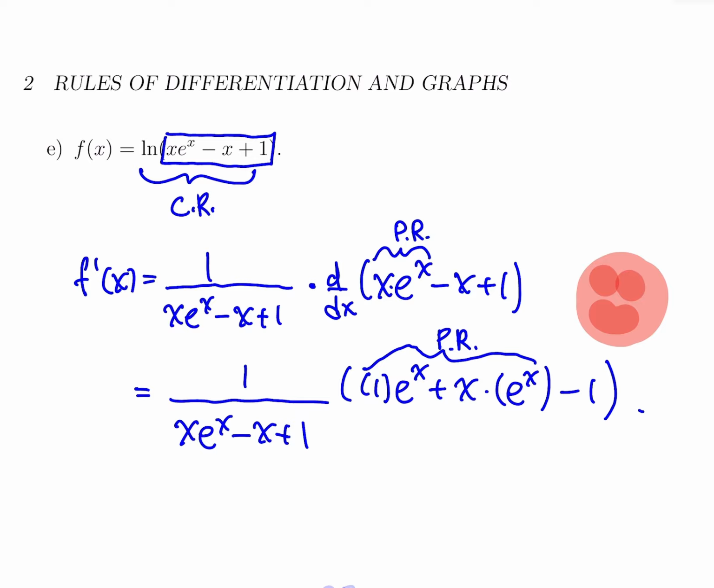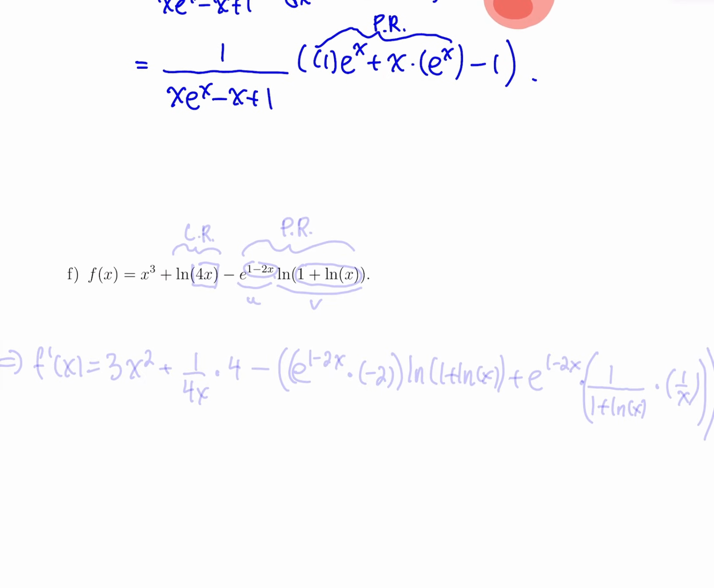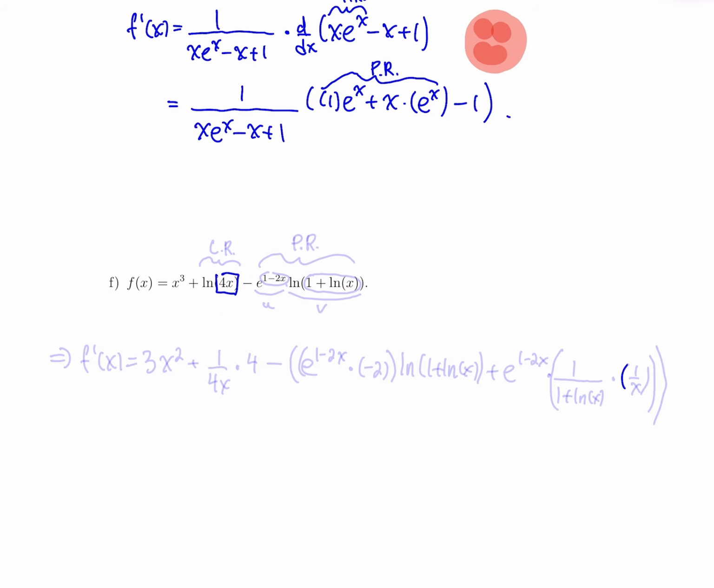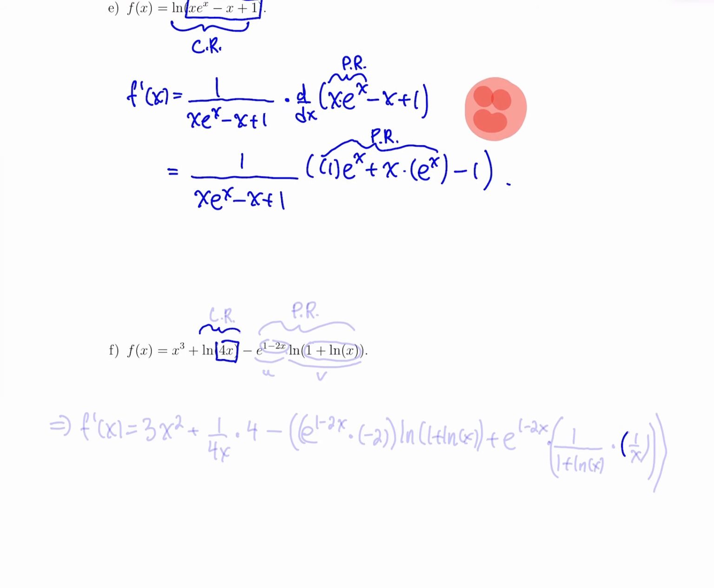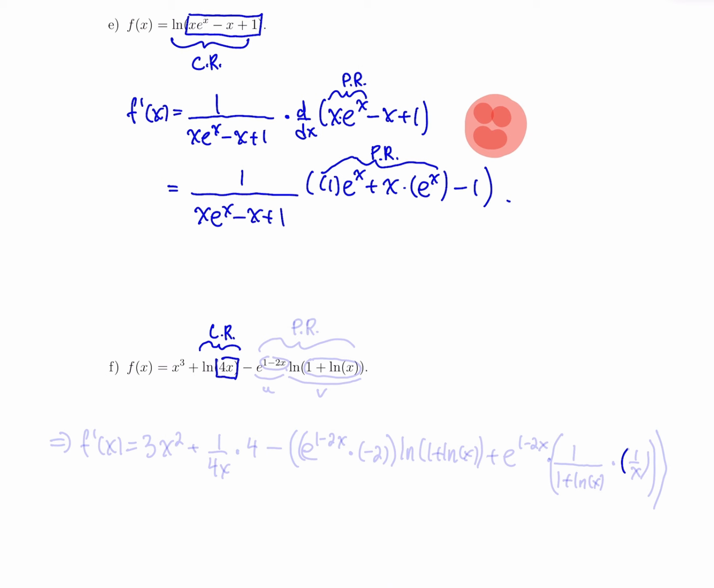My last example of that section, I have f of x is x cubed plus ln of 4x. So I have ln of something here. This will be a nice chain rule for the second term. The first term, the x cubed, is basic. And then for the second term, I have minus e to the power 1 minus 2x that multiplies ln of 1 plus ln of x. It's a product of two things, so this is a product rule. So here we go.